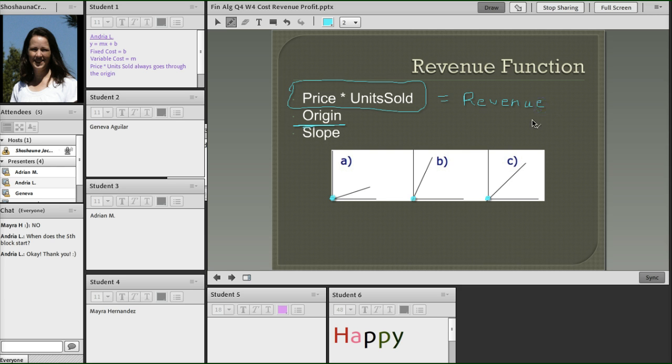Let's think of it. Anytime you go to work or if you open up the day, how many sales have you made that day? As soon as you open up those doors, none. So that means you have no revenue. Revenue only happens once we make a sale, and until then, we have zero revenue. Okay, so it always starts at the origin, and that's why it always starts.